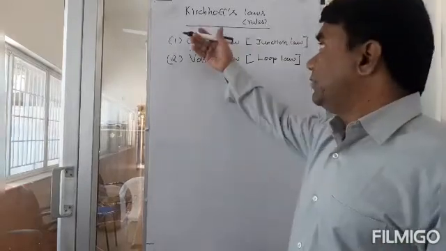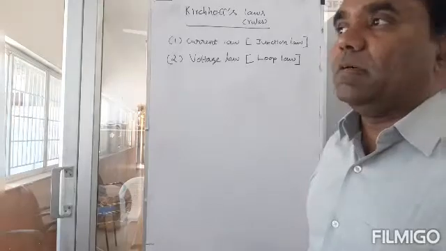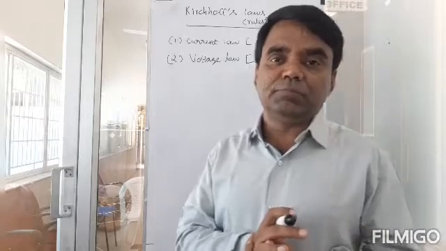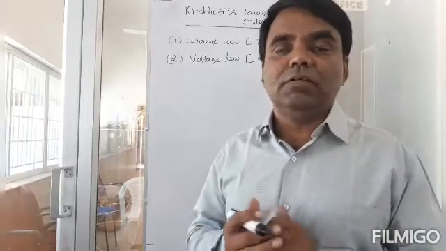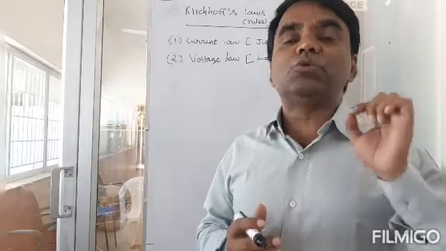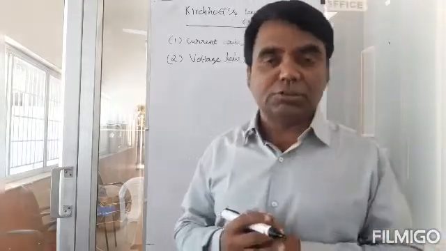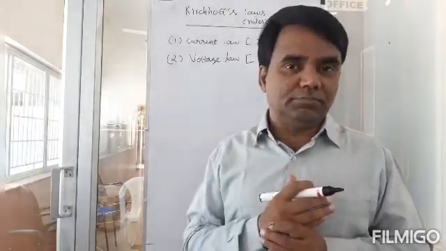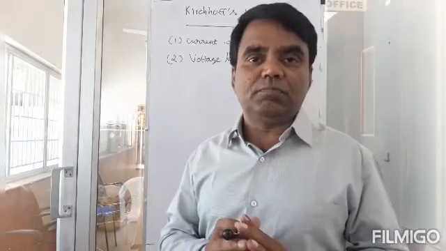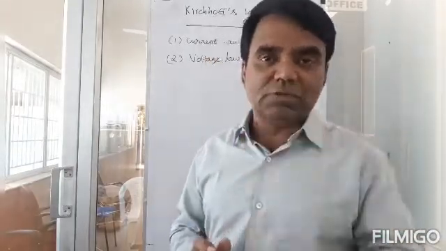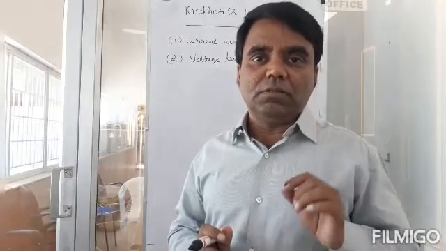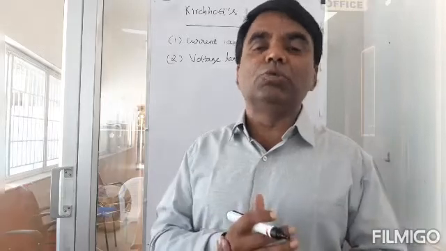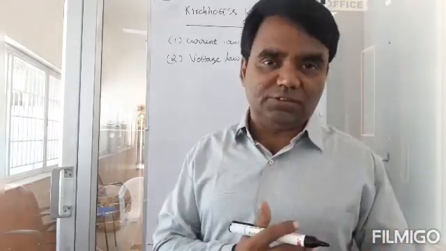Now let's talk about the first law, which is the current law. Kirchhoff says that in an electric circuit, if you take a junction, the amount of current entering the junction should be equal to the amount of current leaving the junction. It's a very simple law. You take a junction in an electrical circuit, the amount of current entering the junction must be equal to the amount of current leaving the junction.